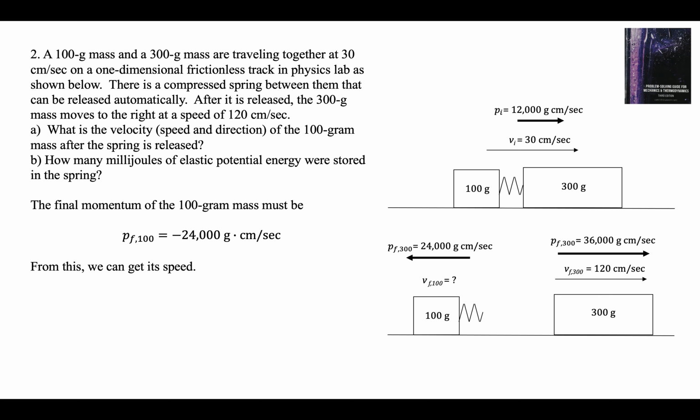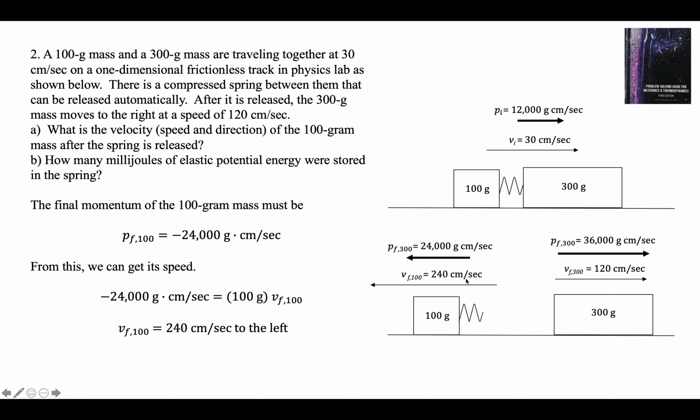We can get the speed of the 100 gram mass. We don't know the speed now, but we know its momentum, and we know its mass, so we can get its speed. It's 240 centimeters per second to the left, so let's put that on the diagram. And let's use a big arrow because it's a big speed.